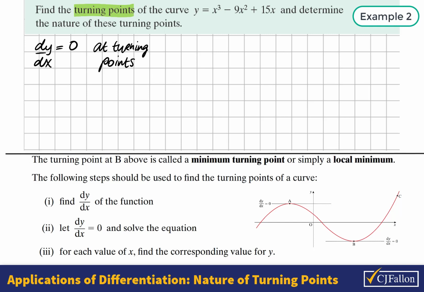So the first thing we need to do here is differentiate this cubic curve, giving a quadratic. So we multiply by the power, reduce the power by 1. So the slope function is 3x squared minus 18x plus 15.